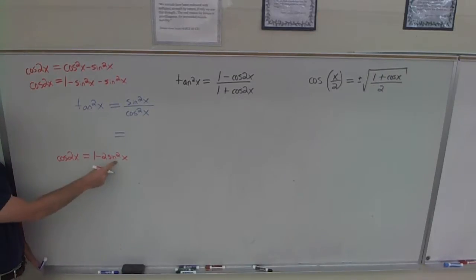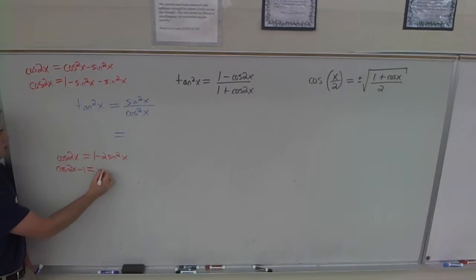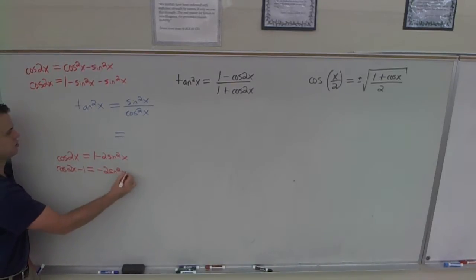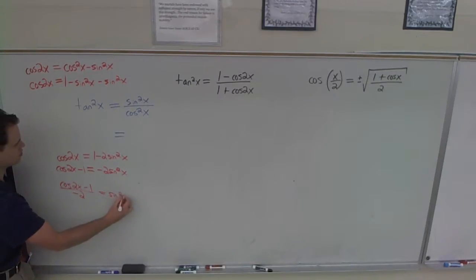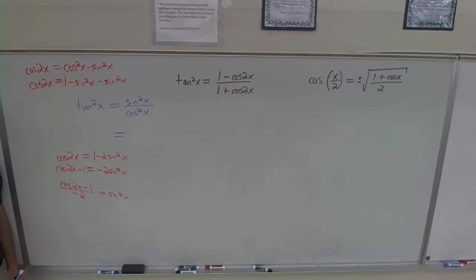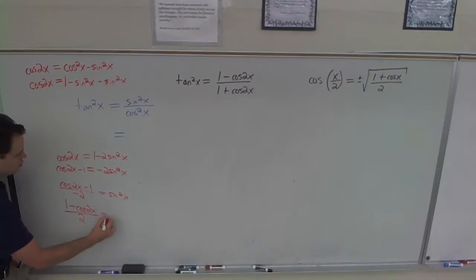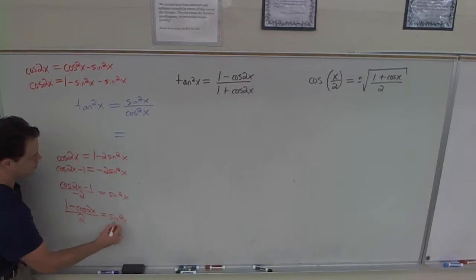So now I can solve for sine squared here and I'll have something to substitute there. So I'm going to have cosine of double x minus 1 is negative 2 sine squared x. That's cosine of double x minus 1 over negative 2 is sine squared x. That's really ugly, so I'm going to turn it around. I'm going to put the minus on top and say that that's 1 minus cosine of double x over 2. That's another way to say sine squared x.